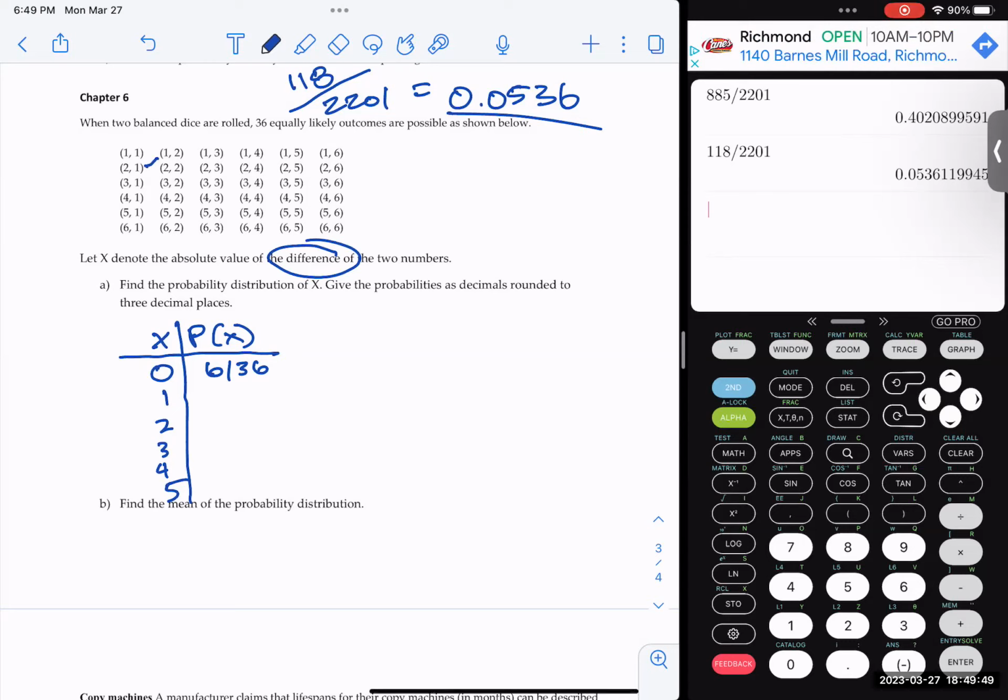2 and 1. What'd you say? 3 and 4. 3 and 4. 4 and 5. 5 and 6. 2 and 3. Kind of a diagonal of its own there, right? How many is that? Good. So 5 out of 36.